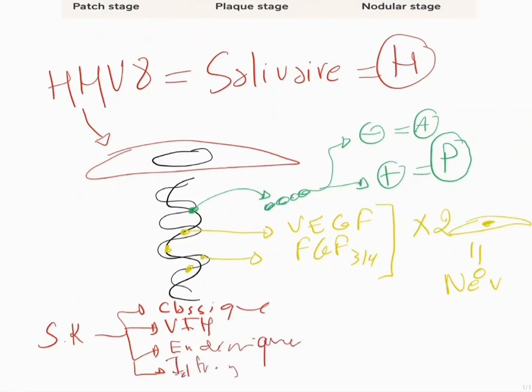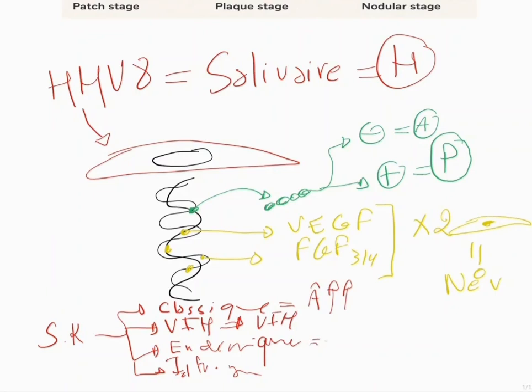The form known as classic is seen in subjects of an advanced age. These are elderly subjects who have a somewhat depressed immune system and begin to develop Kaposi sarcoma. Then we have the form linked to HIV. We have severe immunosuppression with a co-infection with HIV and HHV8. A very aggressive form of Kaposi sarcoma will develop, and it can even be fatal.